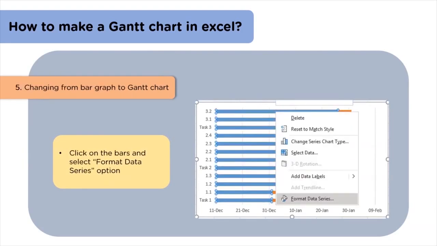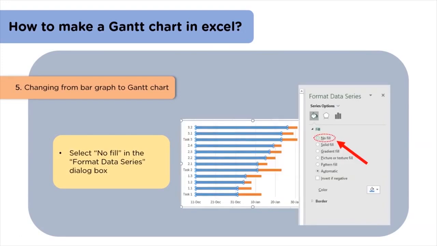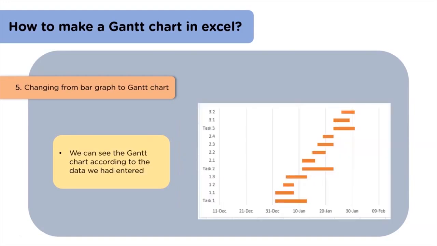The fifth and the remarkable step will help us convert this bar graph into a Gantt chart. We will now click on the bars and select the Format Data Series option from the menu that appears. Then in the Format Data Series dialog box, we will select No Fill option. We can find our Gantt chart on the screen now in accordance with the data that we had entered.